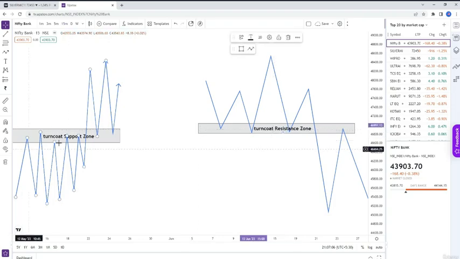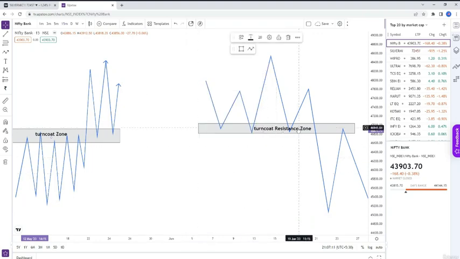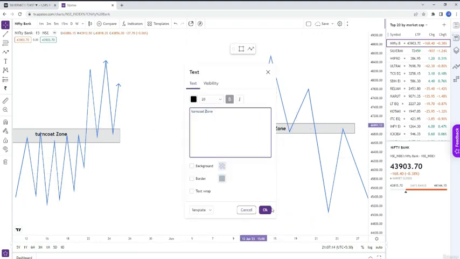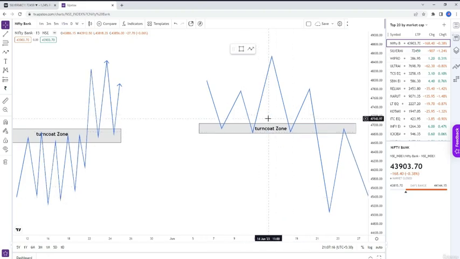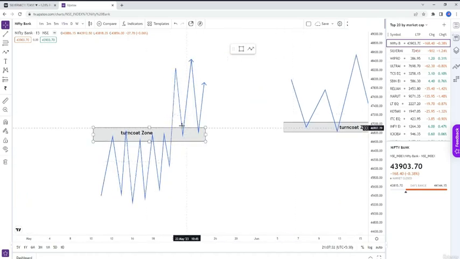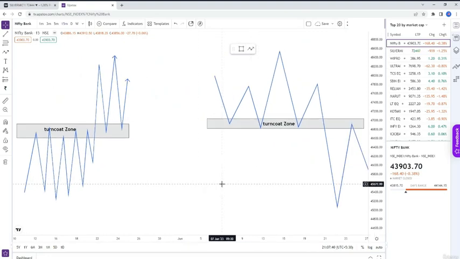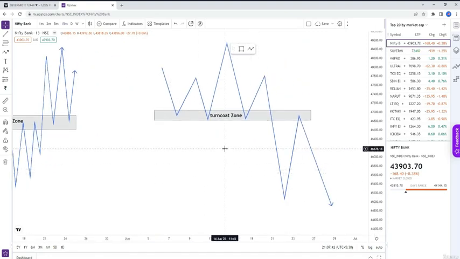Most of the time you will find me simply writing turncoat. I don't care about support zone or resistance zone, I do not write much. I simply know when it's broken. So here when it comes, I always expect a pullback and then continue. When it's broken, I always expect a pullback and then continue. That's what my expectation is always. Sometimes my expectations are not fulfilled, but most of the time, yes, probability says. So yep, that's all, guys, about the turncoat zone.